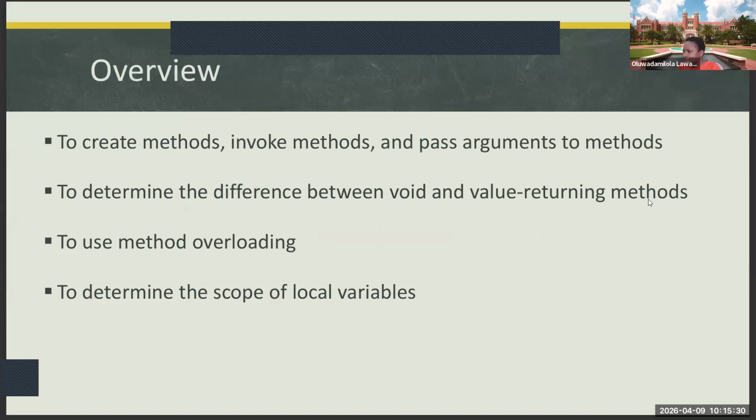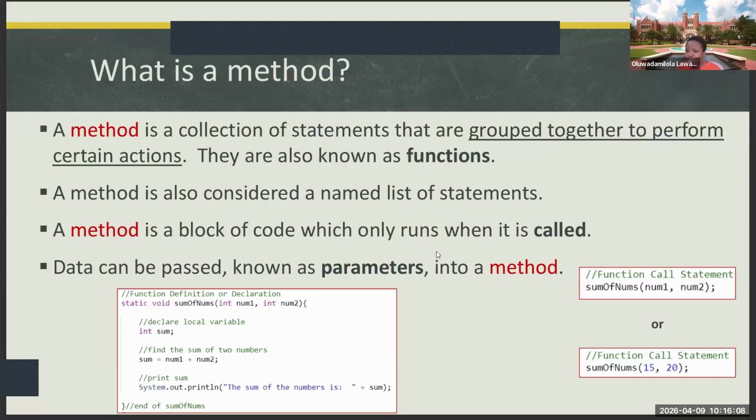So that being said, an overview of what we'll be learning in this lesson: how to create a user-defined method, and how to invoke it. I've been saying we have to reuse them, so how do you invoke them? How do you reuse them? How do you pass arguments to the method? We will also talk about the difference between void and value-returning methods, how to use method overloading, and how to determine the scope of local variables. We will discuss that in this class. So let's start today's conversation.